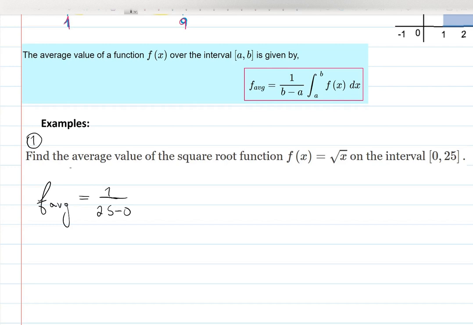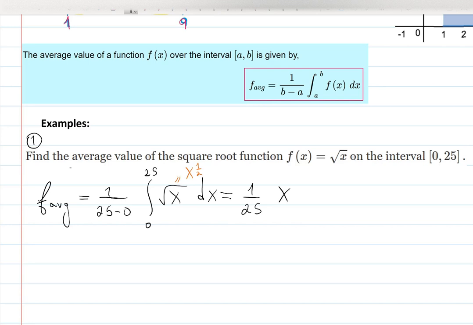Always find the exact length of the interval. It's not always the same as the b value, you will see later. From 0 to 25 of the square root of x dx. Well, the number in front of the integral is 1 over 25. And now let's integrate square root of x. If you're not sure how to do that, rewrite it as x to the 1/2.